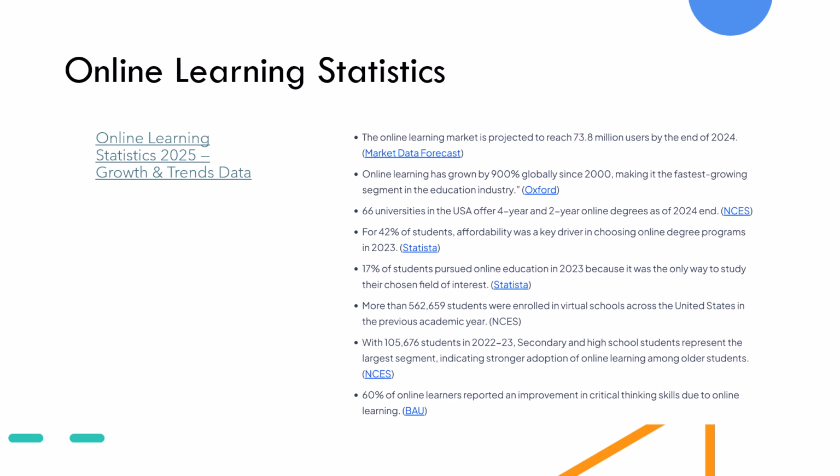I'm just going to read a few of them. For example, the first one says, the online learning market is projected to reach 73.8 million users by the end of 2024. And all the way down to the bottom, I'll read that one. 60% of online learners reported an improvement in critical thinking skills due to online learning. And so I just think that was really awesome to look at.